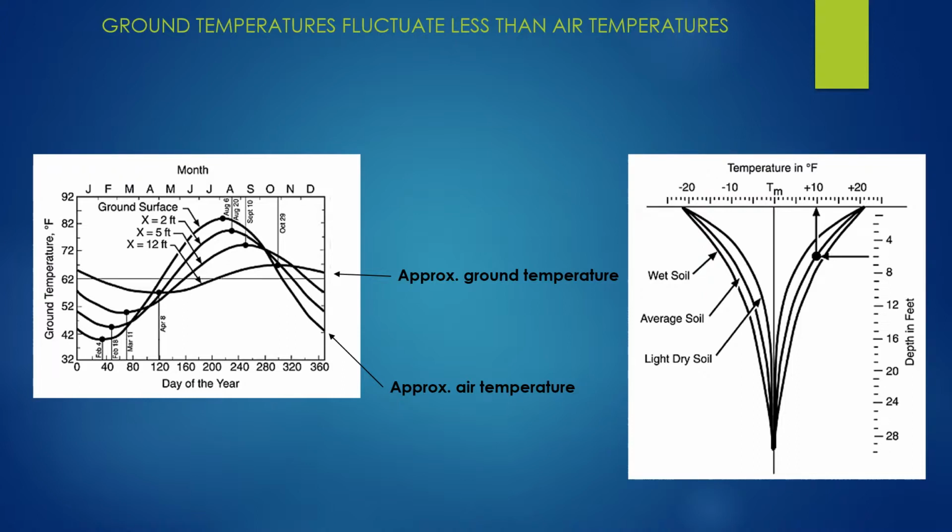And then on the right you can see that different soils behave a little bit differently, but generally as you get closer to the surface the temperature will fluctuate a greater amount, whereas at a certain depth it almost ceases fluctuating entirely.